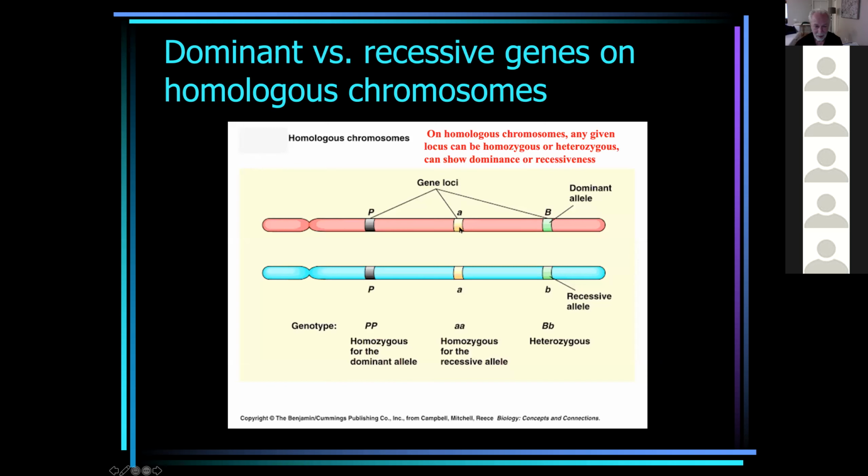And so this compares dominance and recessiveness on two homologous chromosomes. So at the P locus, the red chromosome has a big P and the blue chromosome has a big P. So this is homozygous for the dominant allele big P. At the A locus, both chromosomes have a little a allele. So that's homozygous recessive. And at the B locus, one chromosome has a big B dominant allele, one has a little b recessive allele. So at this locus, it is heterozygous, big B, little b.